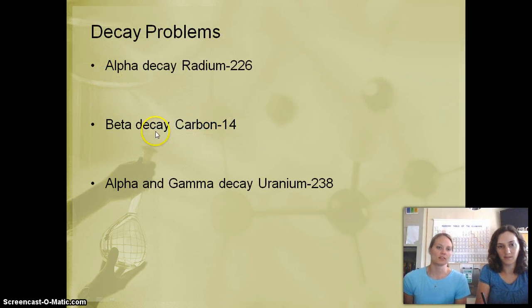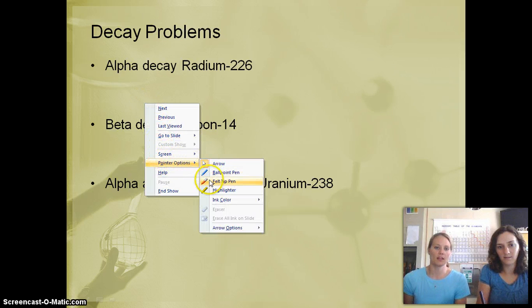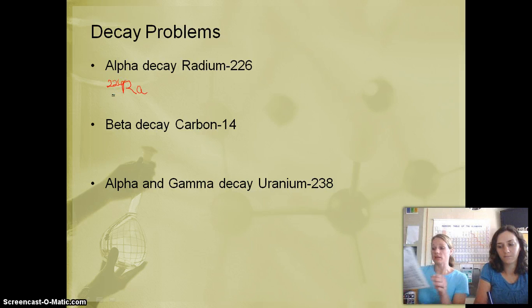Okay, we're going to use our radium. We're going to write our full chemical symbol, Ra. And 226 is the mass. That's going to go on the top. We're going to look on our periodic table and look up radium, and we find it to be 88 for the atomic number, which is going to go on the bottom.